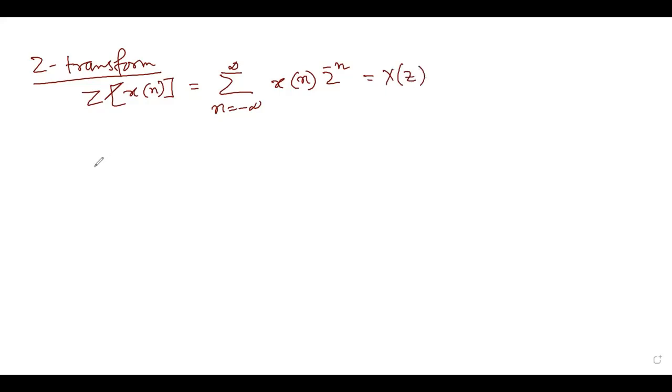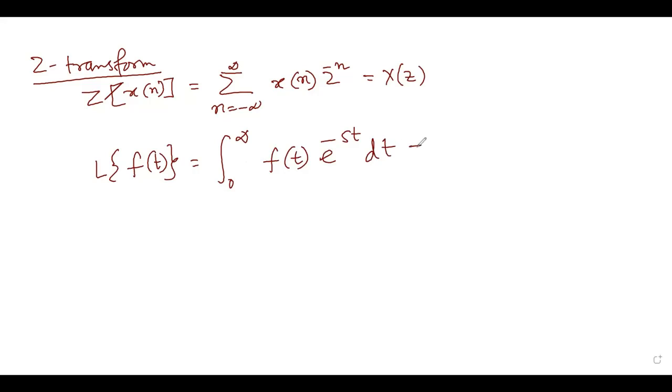As we know, the Laplace transform of f(t) is the integration from 0 to infinity, or minus infinity to plus infinity, of f(t) e to the power minus st dt. And after transformation, we will get the result as a function of s. Similarly, here we will get a result in terms of z. So that means the z transform.